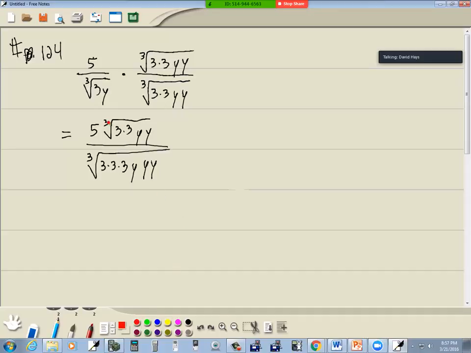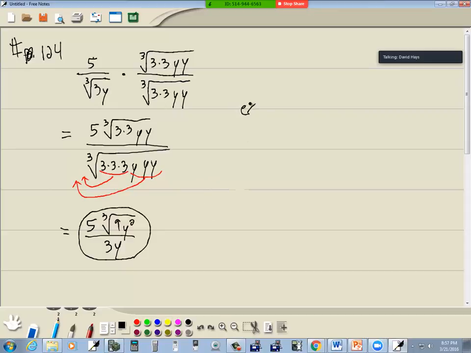Now our index is 3, so we're looking for a set of 3 of something. Nothing up on top, but on the bottom we got 3 3's, so they come out as a single 3. And we got 3 y's, so they'll come out as a single y. So we have 3 times 3 is 9, y times y is y squared, and down below we have 3 and a y. And that'd be our answer.